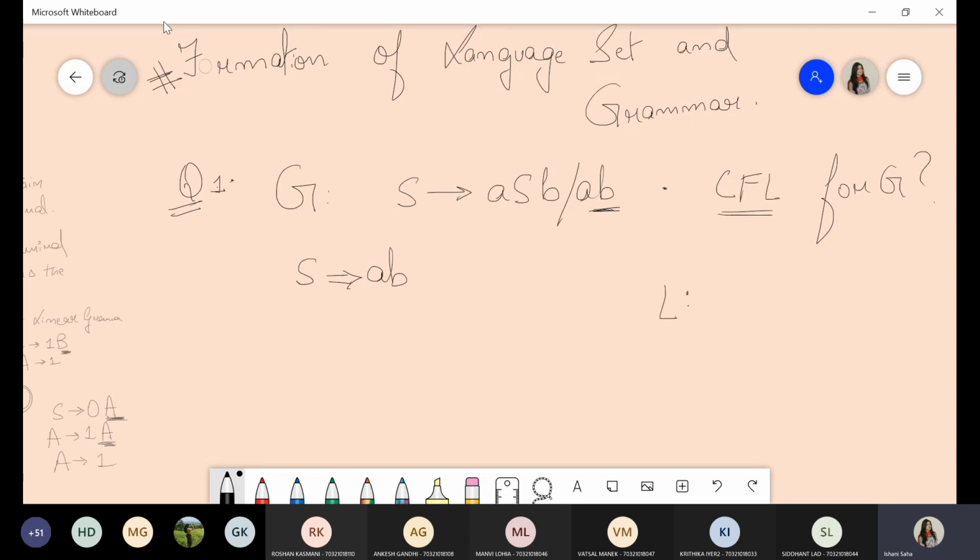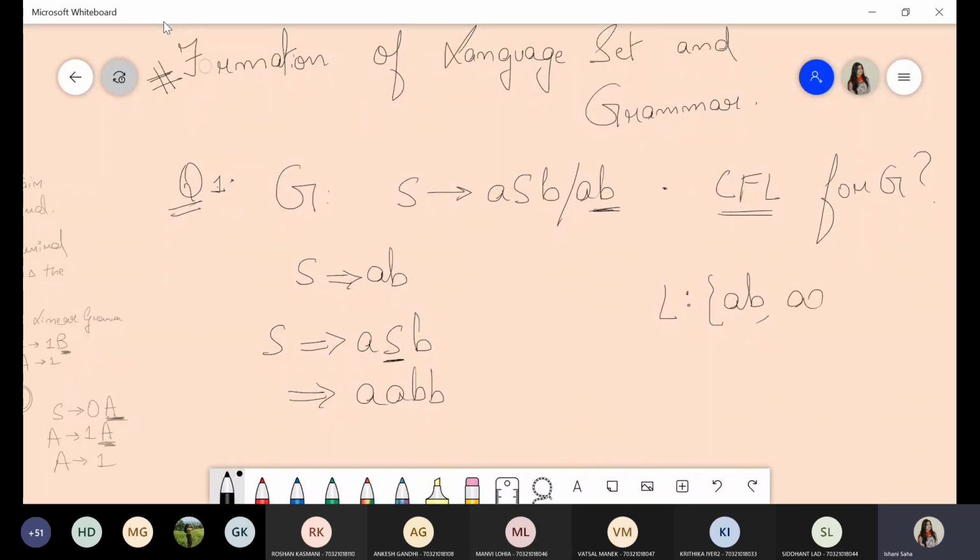I'm just going to write the language set here. So the smallest string possible would be AB. Next, I can take the other string which is ASB, and then this S I can replace with AB. Right? This S I have replaced with AB.